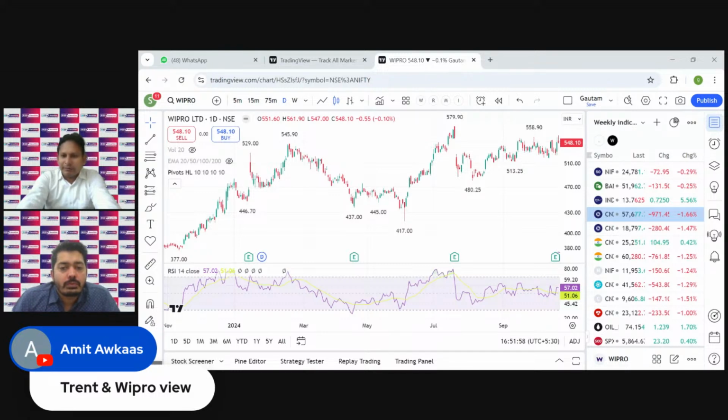For Trent, I would recommend you to keep a trailing stop loss. So we'll request Gautam to share a trailing stop loss for Trent, because we have already seen a massive run up in Trent during the last 2 years.